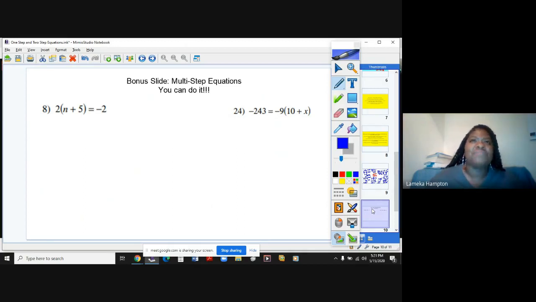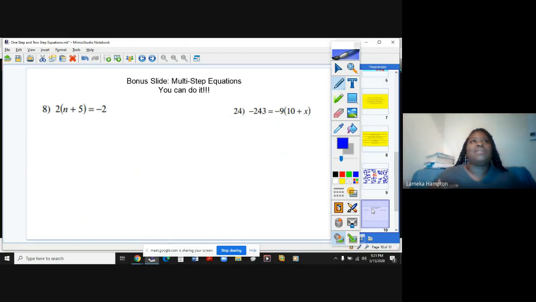Multi-step equations. You do not know how many times I get, Ms. Hampton, I don't know how to do multi-step equations. So my question to my students would be, well, do you know how to do one-step equations? Yes. Do you know how to do two-step equations? Yes. Well, if you answer yes to both of those questions, then you too, Smitty Smith, can do a multi-step equation.